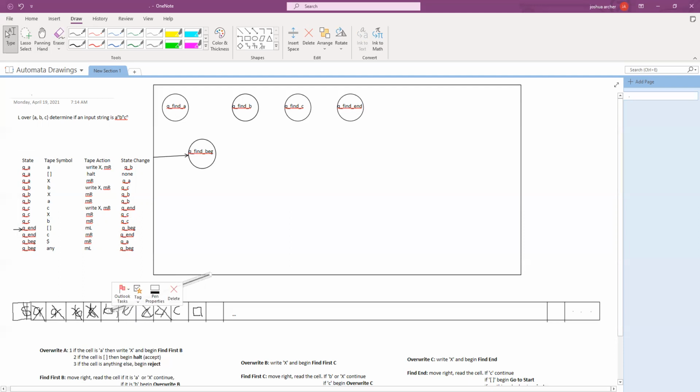You could say hang is a popular word, but essentially the string is now rejected right here, because I found a configuration that I don't have a rule for. My configuration is I'm in state Q, find A, and my tape symbol is B. And I don't have a rule for that, so I essentially reject the string.